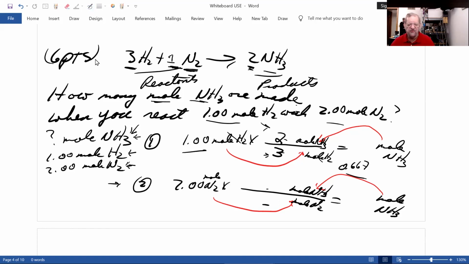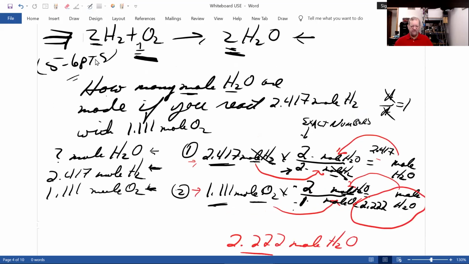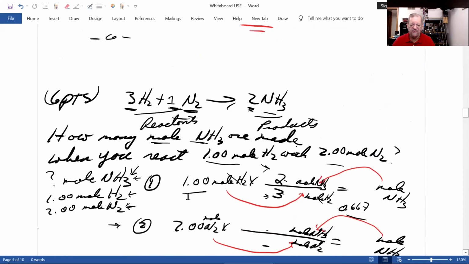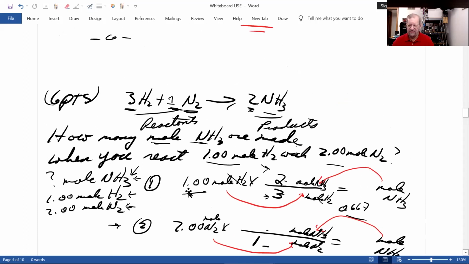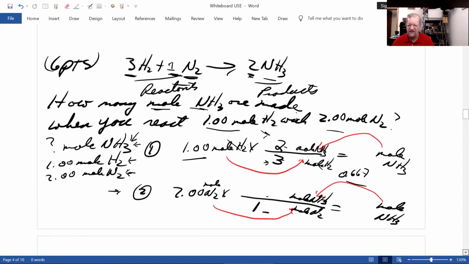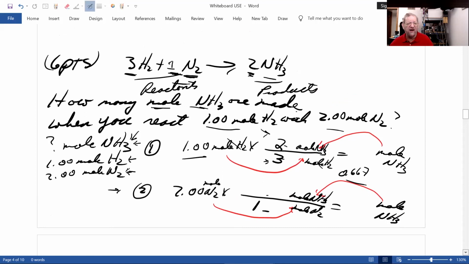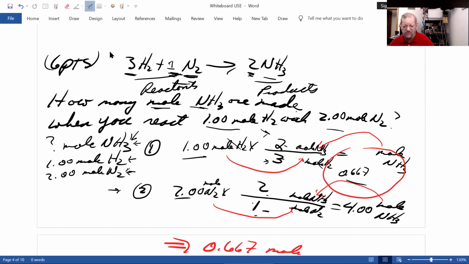Coefficients are molar amounts. So for every 1 mole of nitrogen, we make 2 moles. Whoops. Sorry about that. Hold on. For every 1 mole of nitrogen, we make 2 moles of ammonia. These are exact numbers, 3 significant figures, exact. I think I can do the math. And your answer is the lower number, which is this. So our answer is 0.667 moles of ammonia.